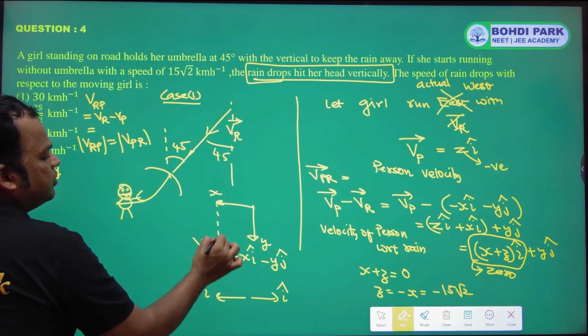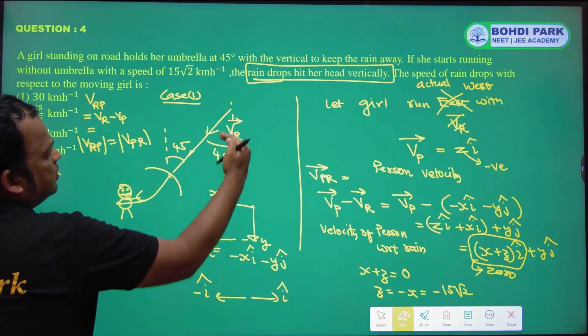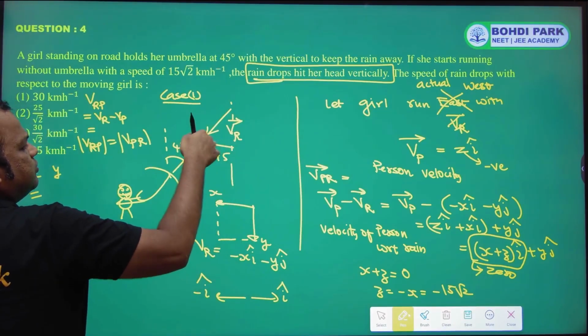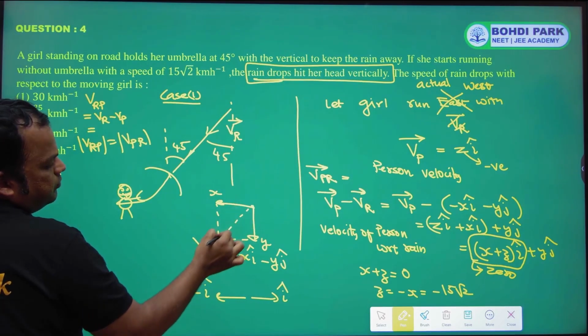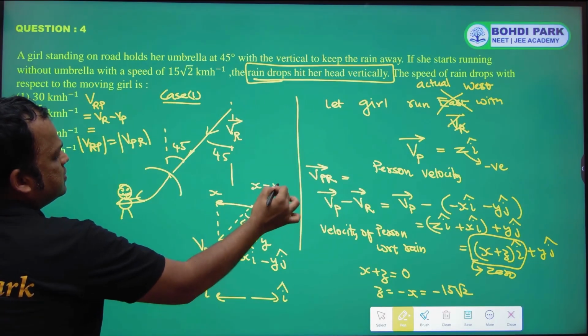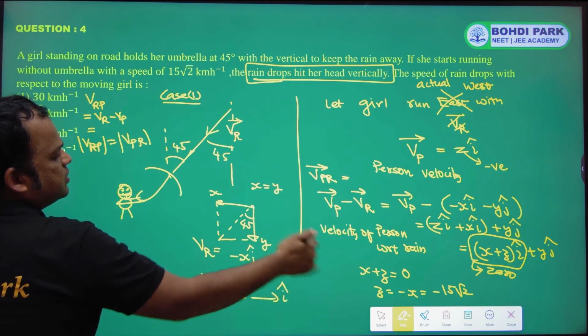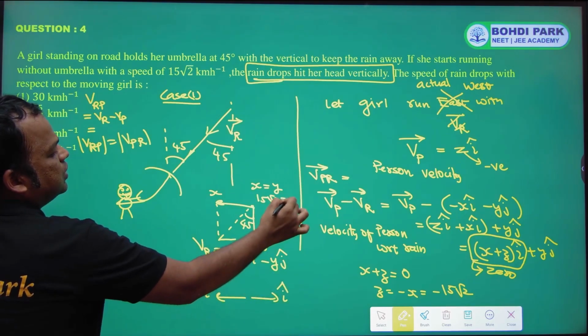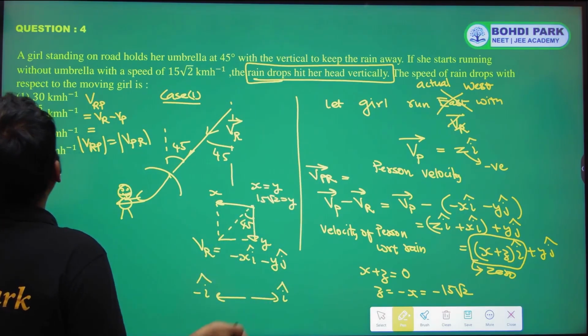You see one more concept here. This is 45 degree. This information we have to use. This is 45 degree, this is 45, so x is equal to y. And we got x is equal to 15 root 2. So y is equal to 15 root 2.